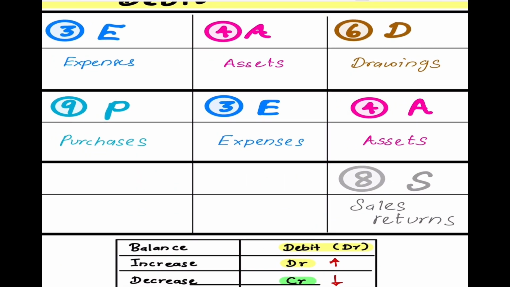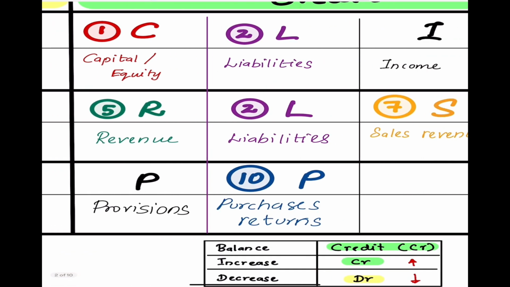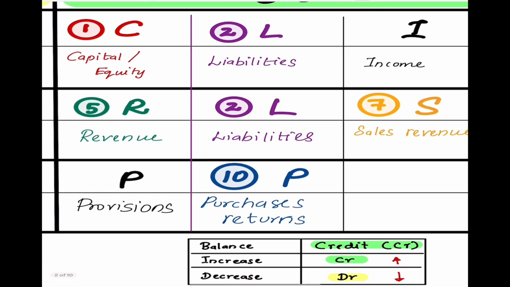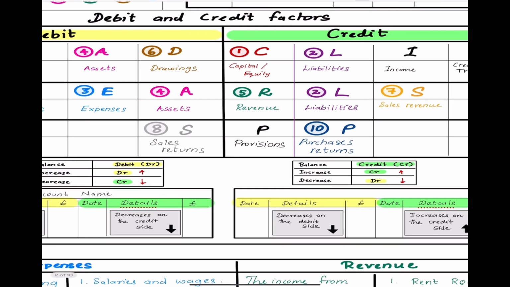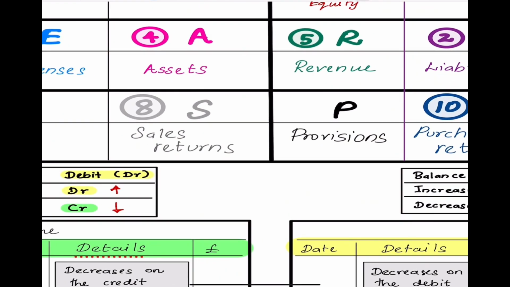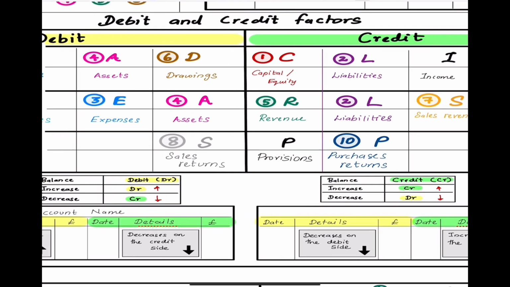Row 2, PEARLS. P purchases, E expenses, A assets are all debits. R revenue, L liability, S sales revenue are all credit items. Last row, SPP. S is the only debit item, sales returns. P provision, P purchases returns are credit items.